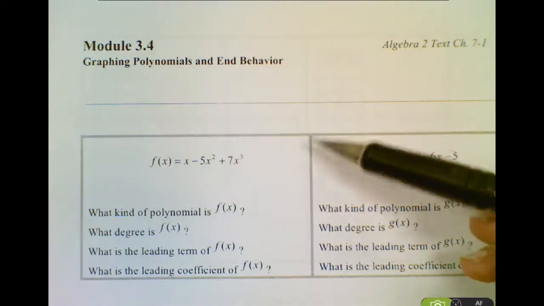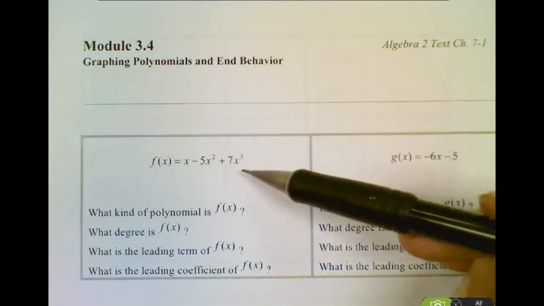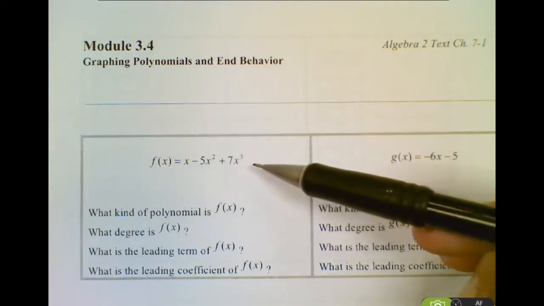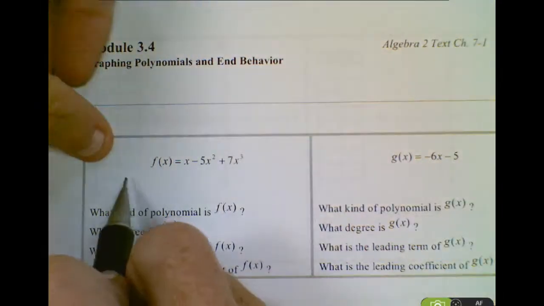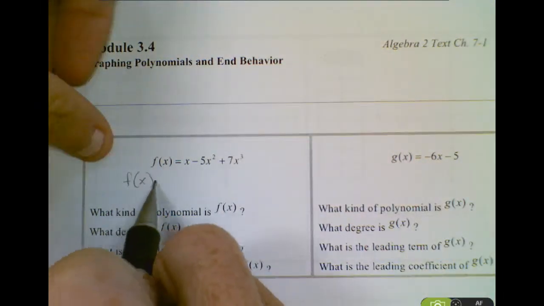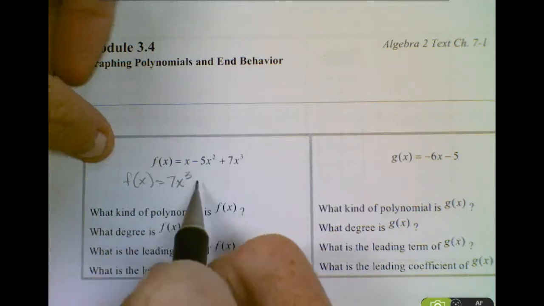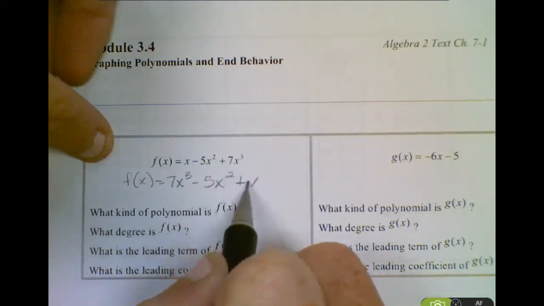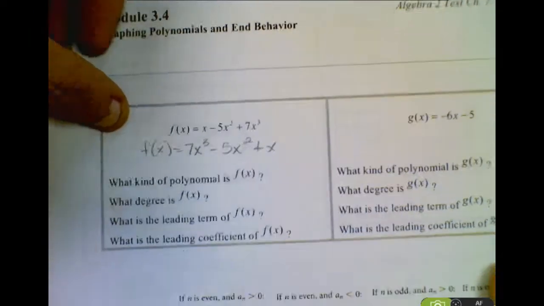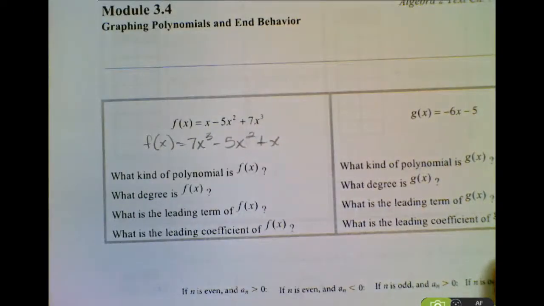Okay, so let's just get started by going over what we know. We always know that we want our polynomials listed from largest degree to smallest degree in descending order. So let's rewrite this one. f of x equals, our largest degree is 3, so 7x cubed minus 5x squared plus x. Then we'll be able to answer these questions easier. What kind of polynomial is f of x?